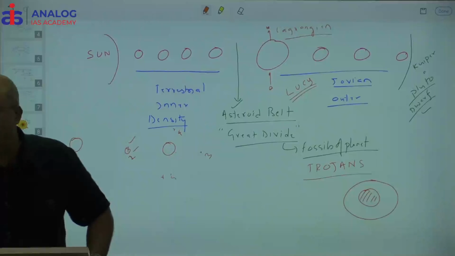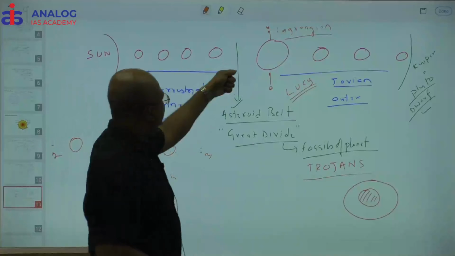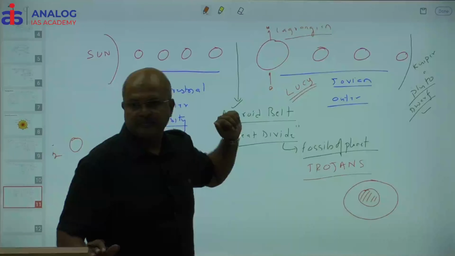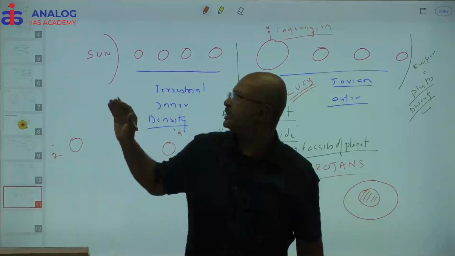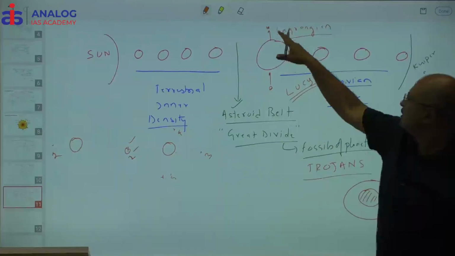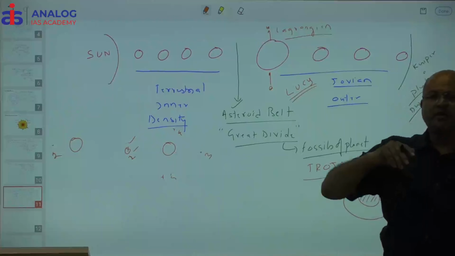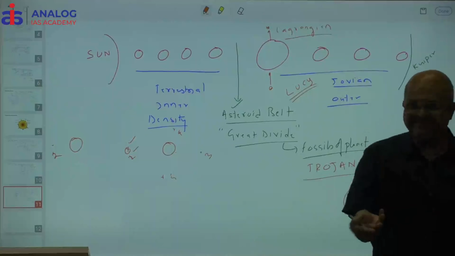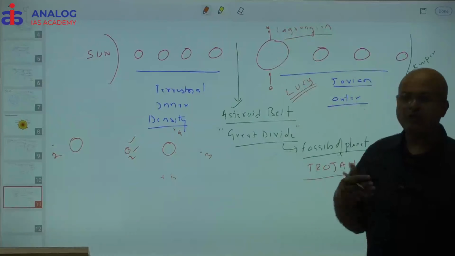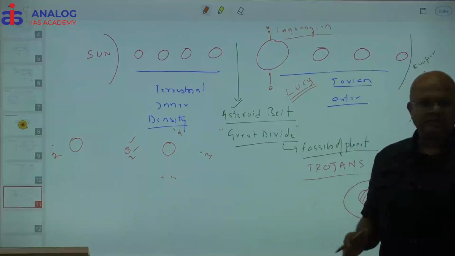Which ones do not collide? Trojans are already balanced. Ordinary asteroids may collide, though very rarely. You can't say that they will not hit; the possibility may be there. But you can't say there is more possibility of collision for those in the Lagrangian points. That is the difference between them.